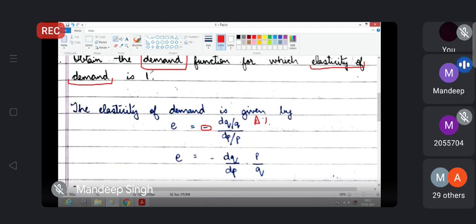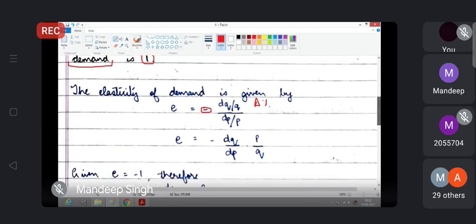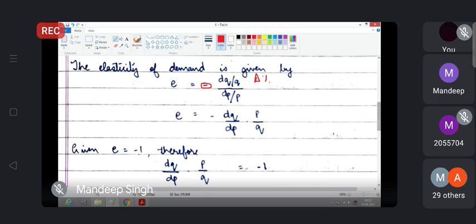Now it is given to us that elasticity is equal to 1. We have to find the demand function, that is, the x is equal to a minus bp term which is our demand equation, quantity as a function of price. Given e is equal to -1, therefore dq over dp into p over q is equal to -1.